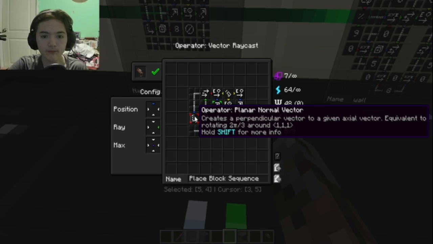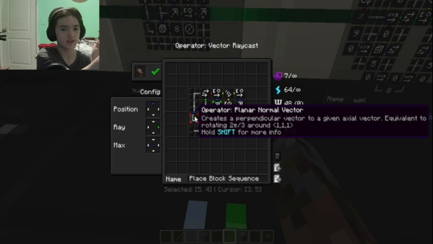And it is going to do creates planar normal vector, creates a perpendicular line to a given axis vector. So think of it like this. You have an axis vector, which is basically like a vector, but it's on a given axis. And a perpendicular normal vector is a regular vector that goes off from that axis vector perpendicular to it. So like rectangular.